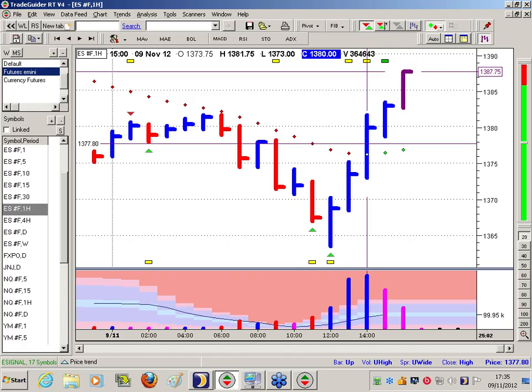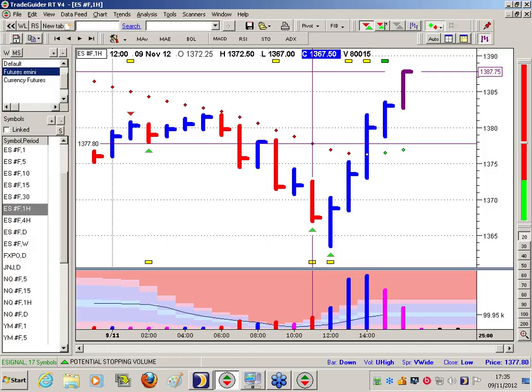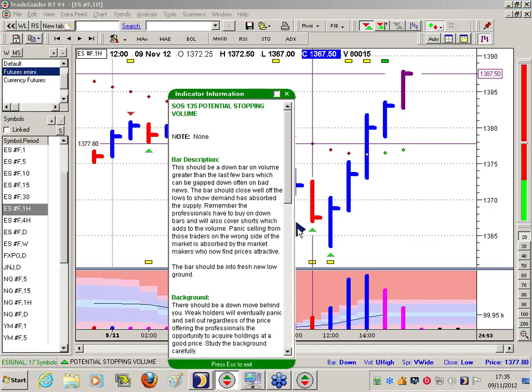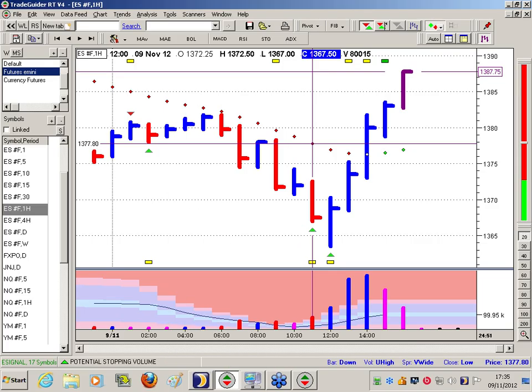Right. So we look back here. And this is before the market opened in America, look. There. Potential stopping volume. Now, it says potential stopping volume. I know the volume doesn't look all that high because don't forget it's Globex. But it is relatively fairly high compared to the previous volume. And the thing is, it's down into fresh low ground. The spread isn't all that wide, so there must be support there.